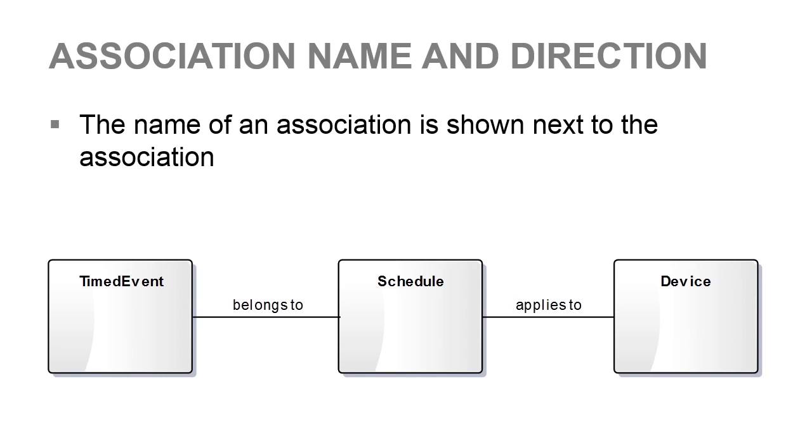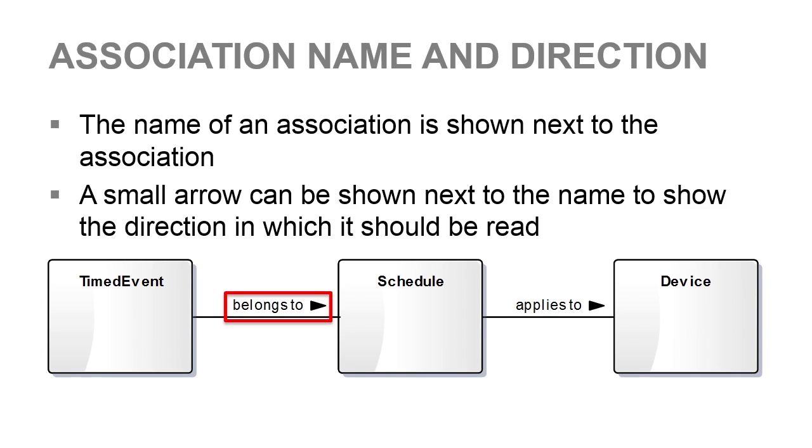The name of an association can be shown as a label next to the line representing that association. The direction in which that name is to be read can be shown as a small arrow next to the label. So the highlighted association is read timed event belongs to schedule and not schedule belongs to timed event.